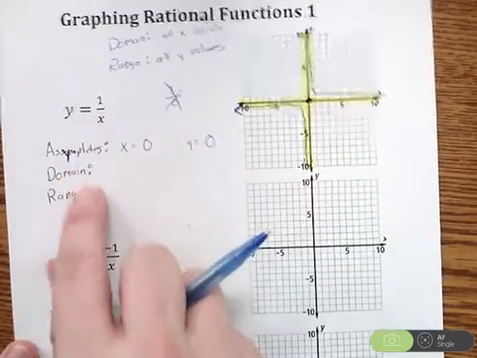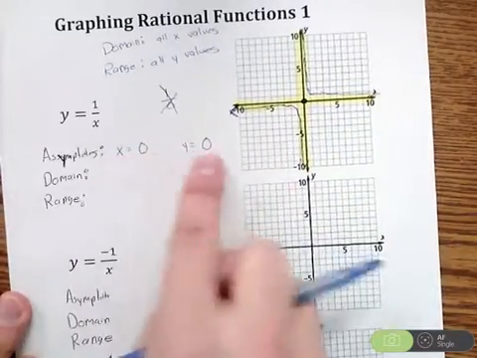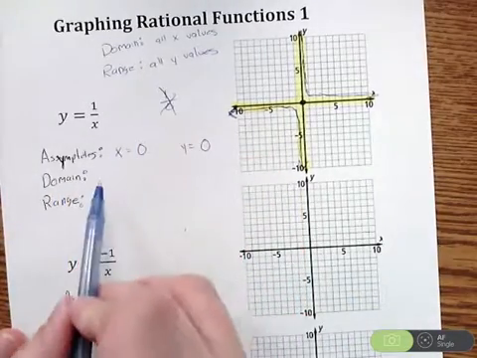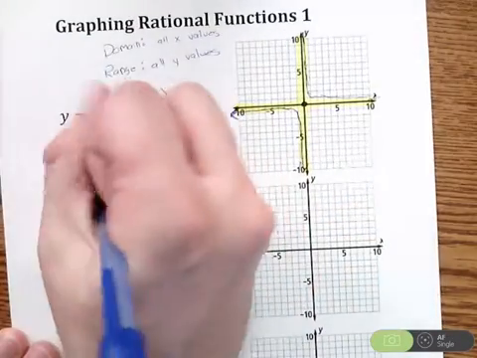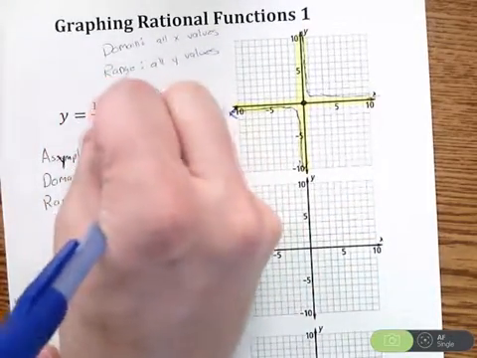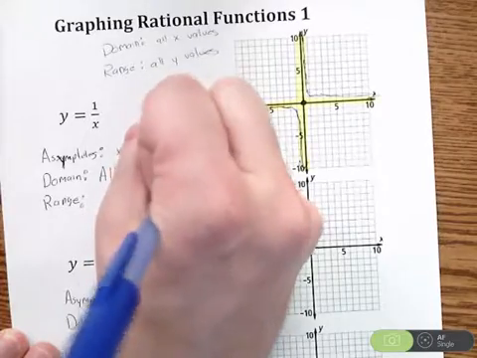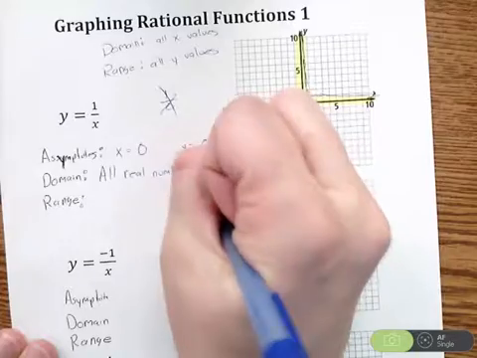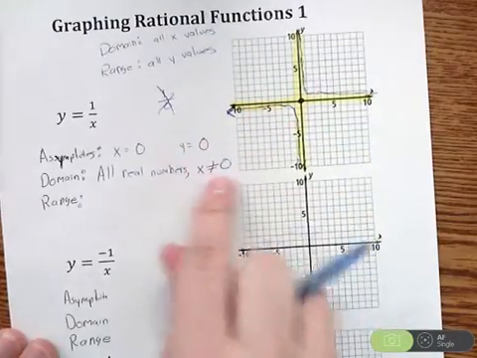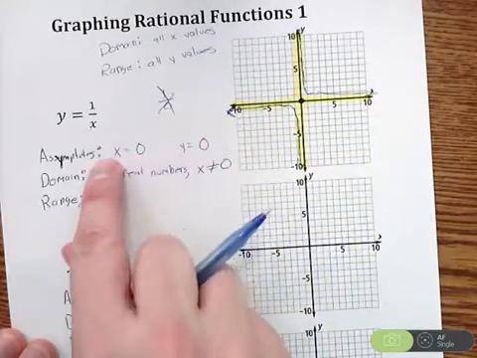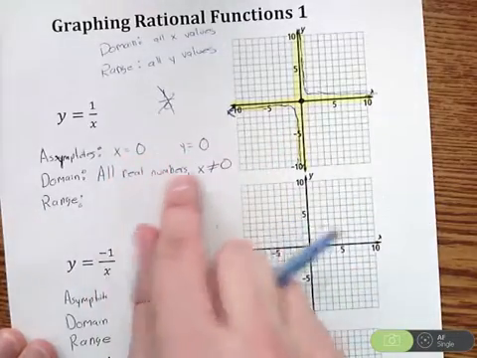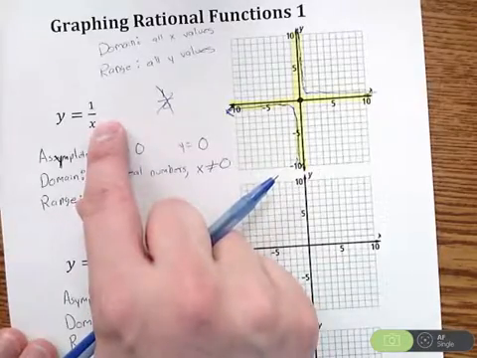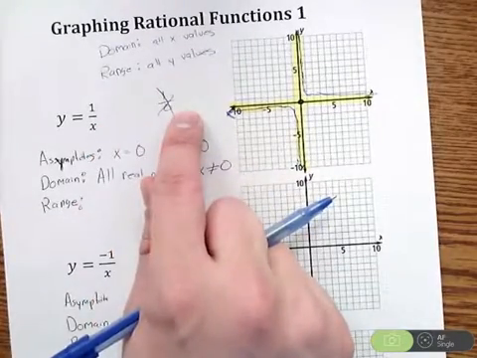The easiest way to do domain and range on these functions is pay attention to your asymptotes. Because remember, domain is all the x values, range is all the y values. So domain, what we're going to get is all real numbers except x cannot be 0. So notice how it's just the opposite. So an asymptote is x equals 0, but in my domain, we're not going to allow an x equals 0. I can't plug in 0 here because we're going to get a problem. We can't divide by 0.